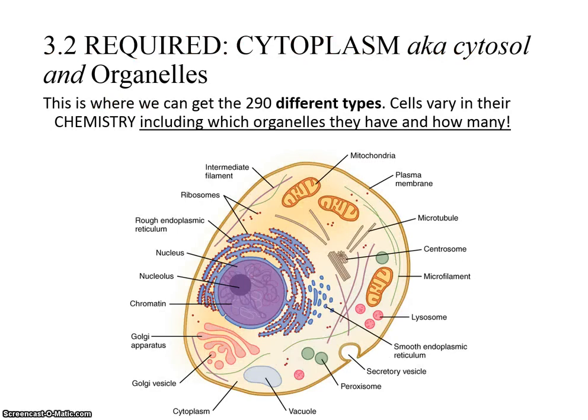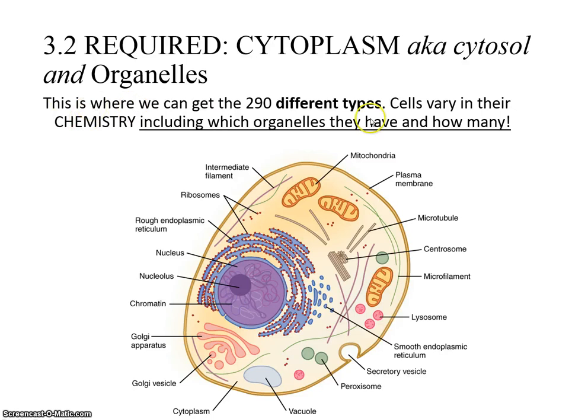Okay, so that's our plasma membrane, and hopefully we've exhausted what we need to know at this level about the plasma membrane. So what else is required to be a cell? Your cytoplasm. It's known as the cytosol, and for us it contains organelles, and the majority of these are membrane-bound organelles. And this is specifically where we can get 290, really much more, different types.